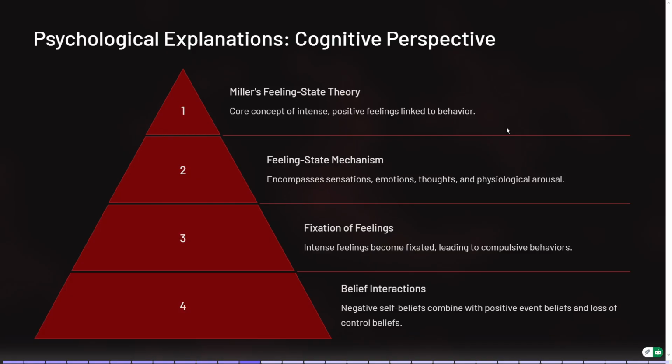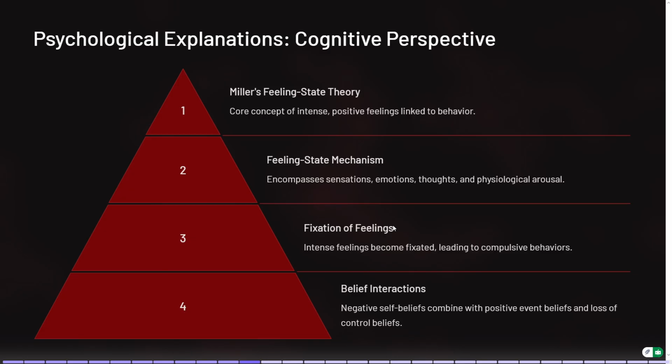So there are certain behaviors that can also be linked to a particular feeling, which is the concept of the feeling state theory. Feeling state mechanism encompasses sensations, emotions, thought, and psychological arousal. Then there is fixation of feeling: intense feeling becomes fixated, leading to compulsive behavior.